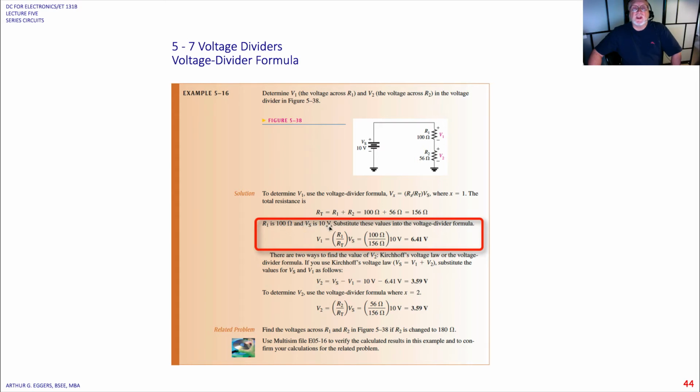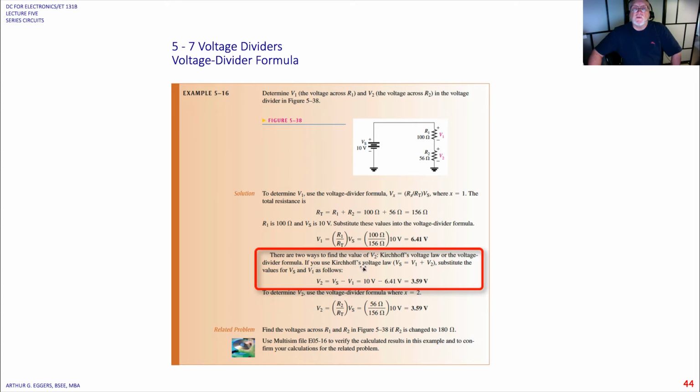Vs is 10 volts, that's given. Substitute these values into the voltage divider formula. So now we can say Vx is R1 over R total times Vs. R1 is 100 ohms, R total is 156 ohms, Vs is 10 volts, so we get a voltage drop of 6.41 volts. So at R1, we could pick off 6.41 volts to drive some other part of a circuit. There are two ways to find the value of V2. We can either use Kirchhoff's voltage law, or we could again apply the voltage divider formula.